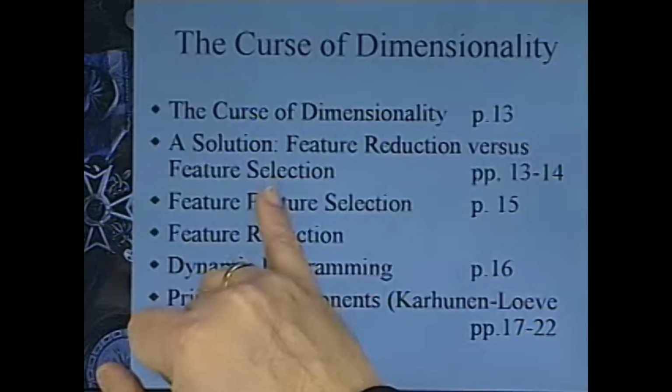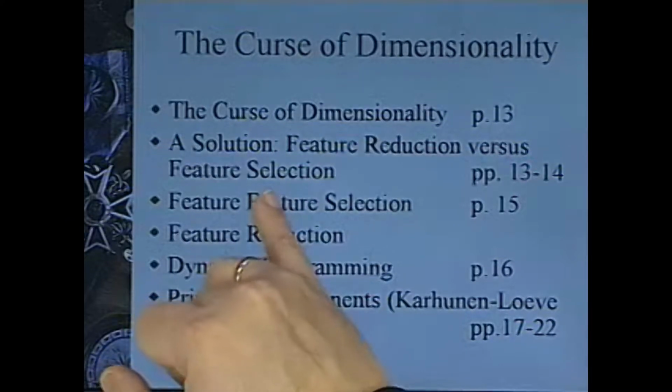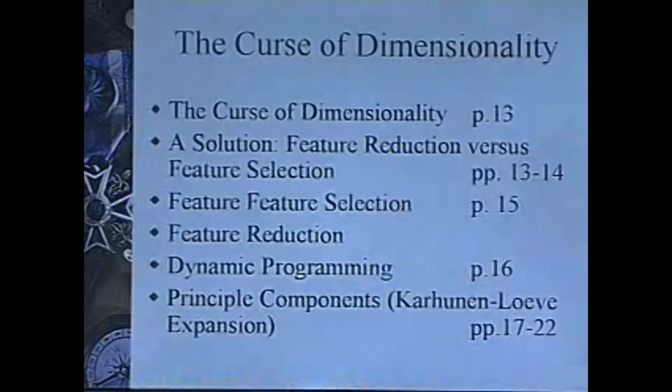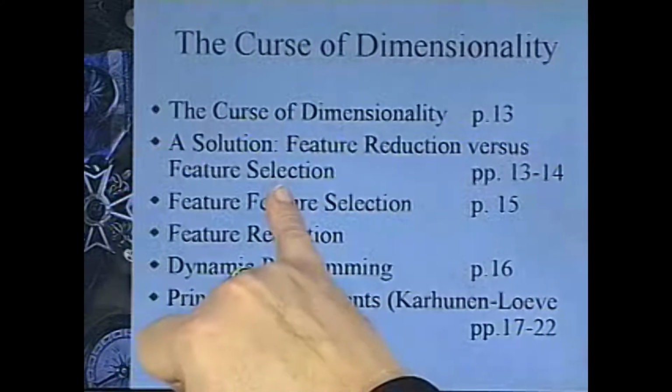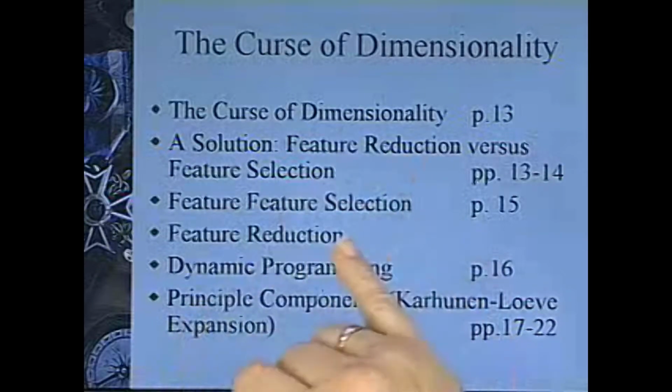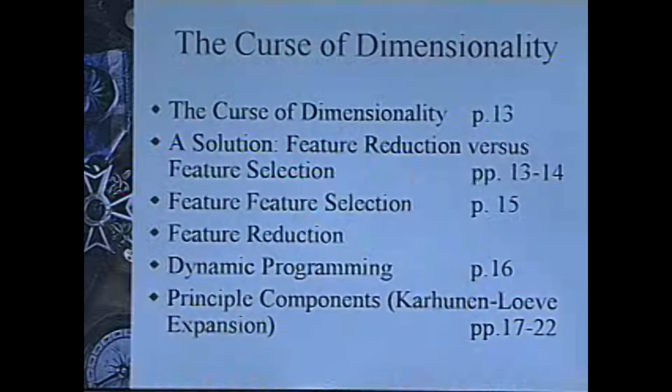Well, let's look at the overhead, because I want to make sure we know where we are and what we're doing. Curse of Dimensionality, feature reduction versus feature selection. We talked about the difference between them. The main difference is that feature selection means, again, you choose the samples. Feature reduction is when you combine samples into a composite sample.